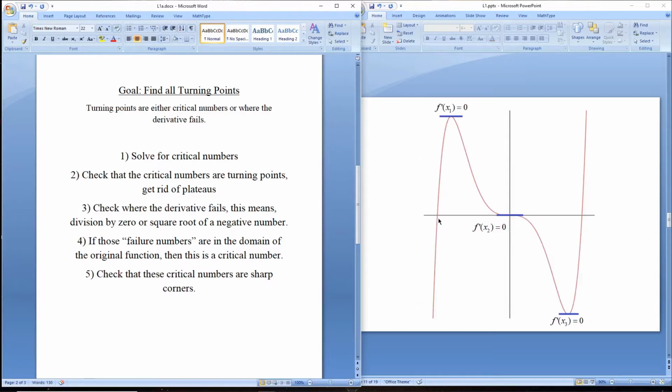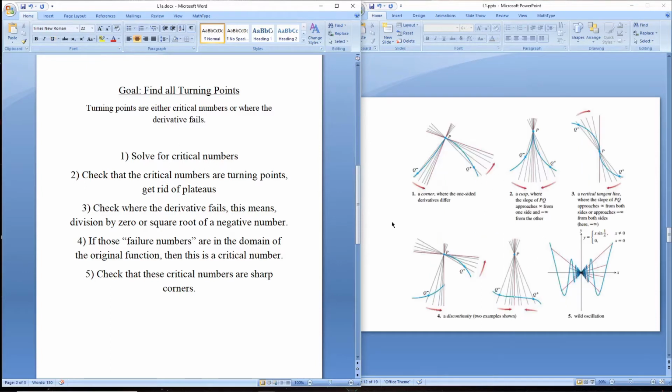So again, let me just say that. First thing we do, solve critical numbers. Part 2, reject the plateaus. Those aren't turning points. Step 3, we're going to look for where the derivative fails, because where the derivative fails could be a sharp corner. Once we find where the derivative fails, then we have to check to make sure that failure is indeed a sharp corner.